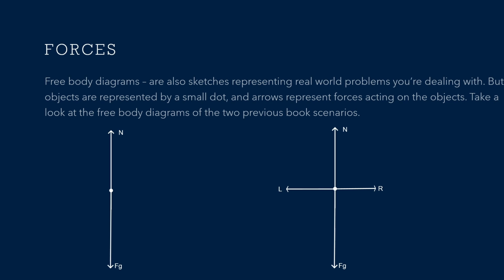For the first one, the book is just resting on the table. There is the small dot representing the book, with normal force and force of gravity on the left, and on the right we have the force diagram of the book when it's being pulled left and right, and again it has FL and FR, and normal force and gravitational force.